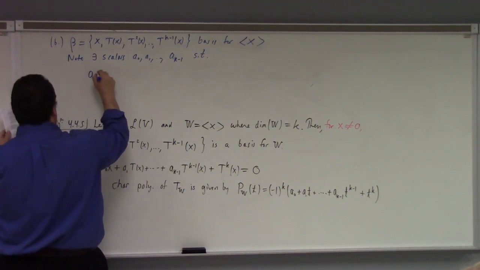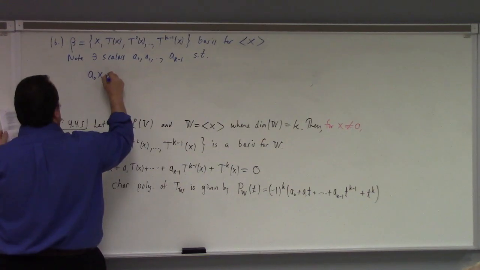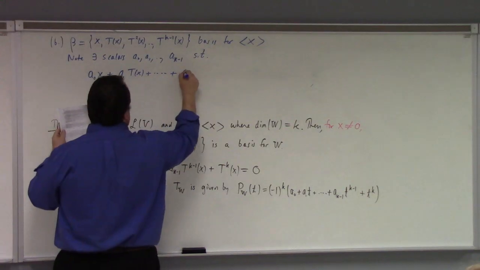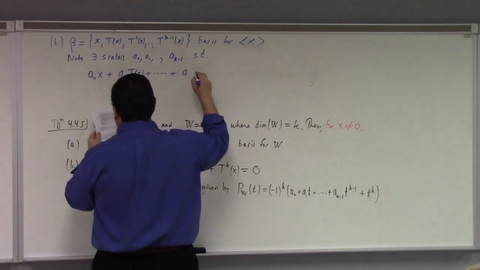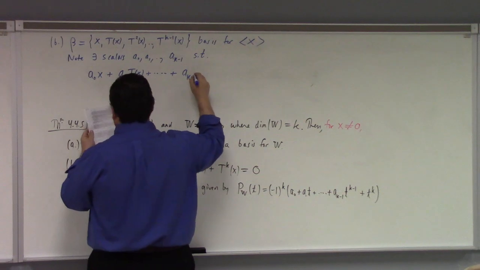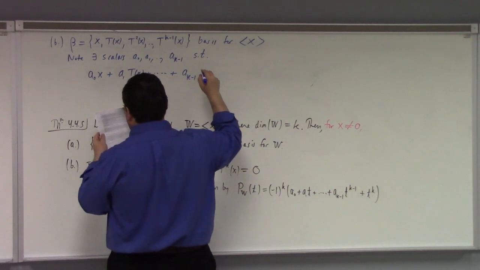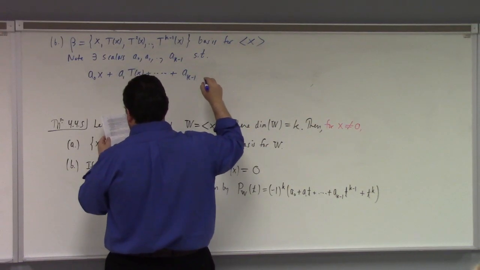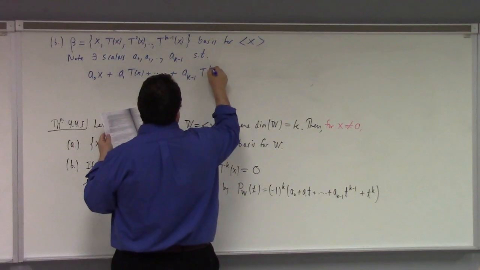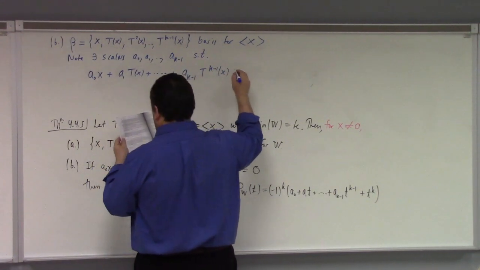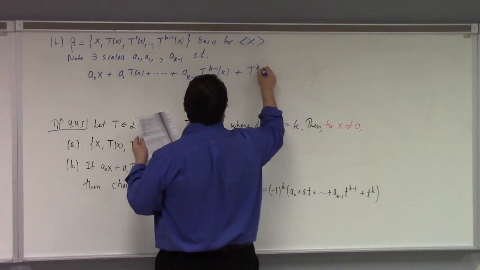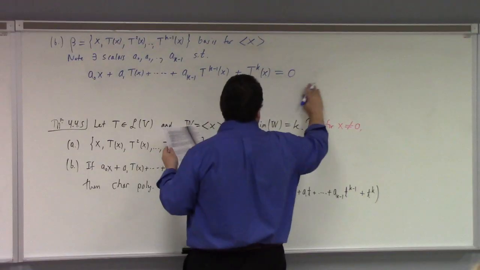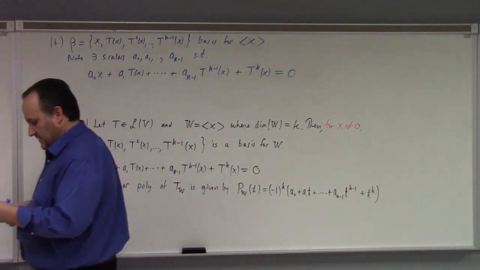a0 times x plus a1 times T of x plus ... plus a_(k-1) times T^(k-1) acting on x plus T^k of x equals 0. I keep saying sub k, but I mean upper k. Now why can I say that? Why do there exist such constants?